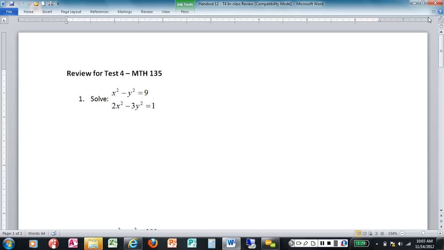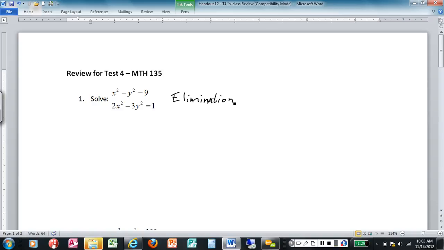All right. So number one, on our review for test number 4 here, what do you see as far as solving that we'd need to do? Which method? Well, we could go probably either way here, but probably the way it's set up, elimination, right? We're going to use a little bit of elimination method, and so eliminate one of the variables here.